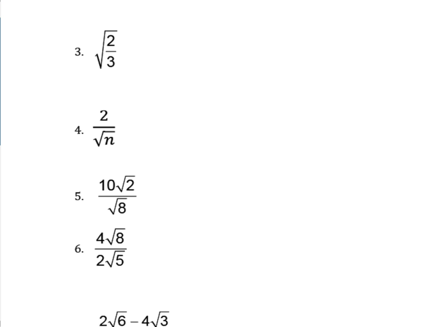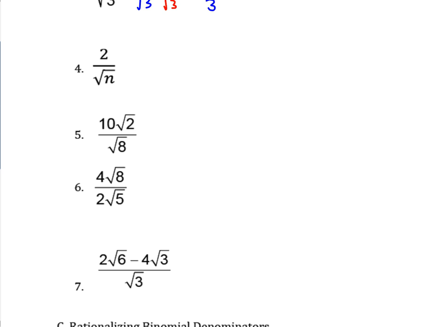Number 3. Okay, how else could I write square root of 2 over 3? Square root 2 over square root 3. Is that not the same thing? Yeah. And now what would you multiply the numerator and denominator by? Root 3. So really what we're doing is we're multiplying by 1, because root 3 over root 3 is just 1. Actually, I should probably just write it like this. Okay, so that gives us root 6 over 3. Good job. Number 4, what would I multiply top and bottom by? Square root of n. 2 root n over n.